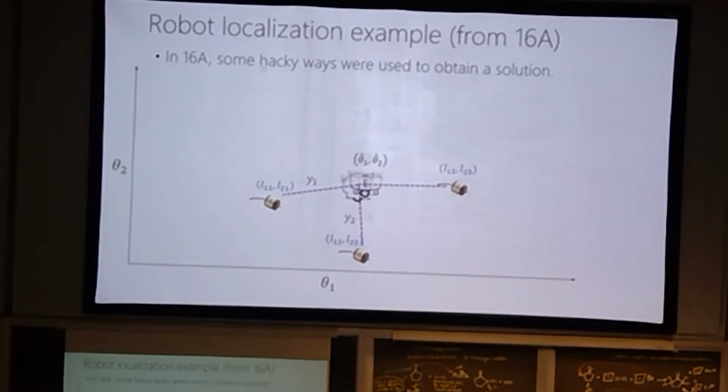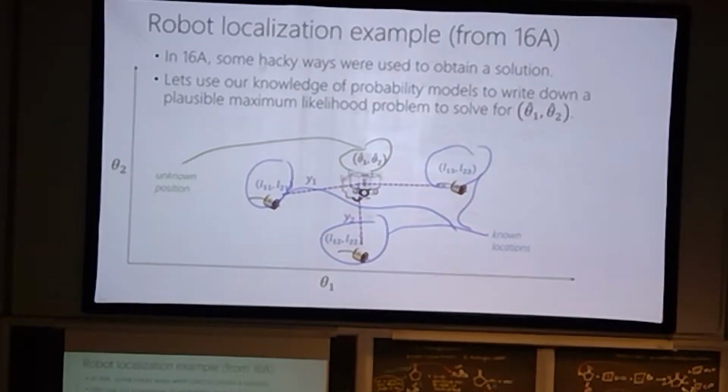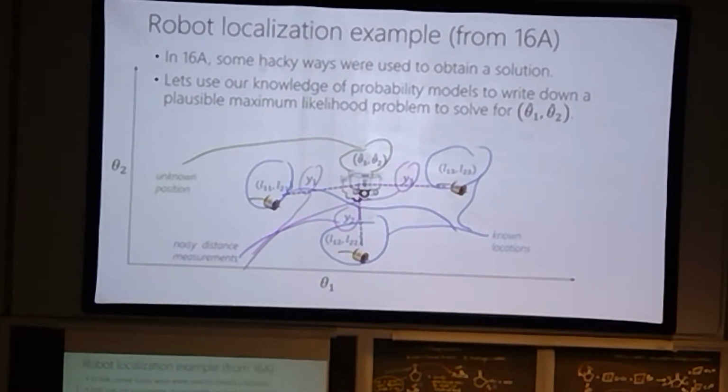Okay, so apparently in 16A, they don't really use probabilistic models, and they use some other hacky ways to solve this problem. Because this course has been a lot about probabilistic models, we want to write down a plausible maximum likelihood solution to find the best guess that we can from 3 sensor readings of the position in the plane, which is theta 1 and theta 2. This is the unknown position we're trying to find an estimate of. These are the known locations of these 3 beacons, so we know them unambiguously with no error. And these 3 things are the noisy distance measurements, the data observations we have to work with.